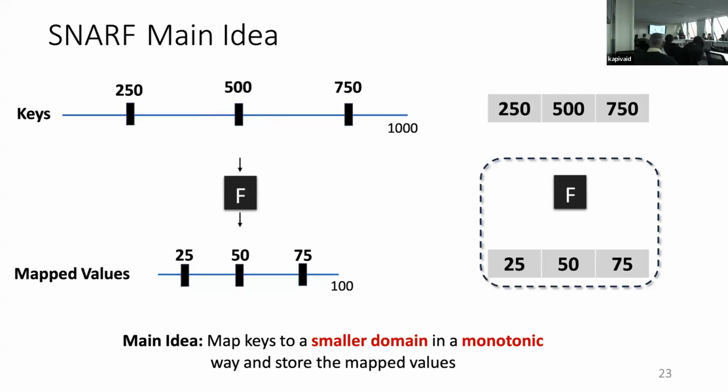So the high level idea behind SNARF is that we map keys to a smaller domain in a monotonic way and simply store the map values. So mapping things to a smaller domain helps us save space, and using a monotonic mapping ensures that there are no false negatives.